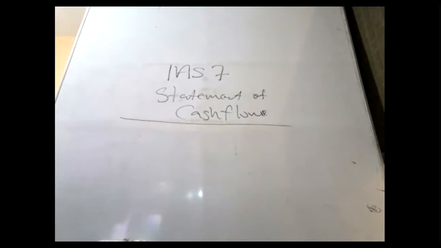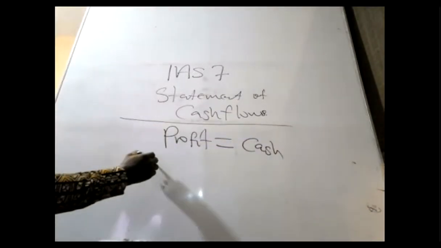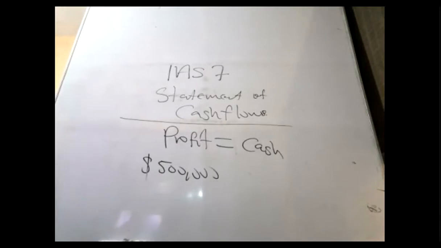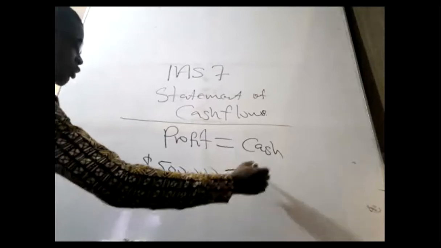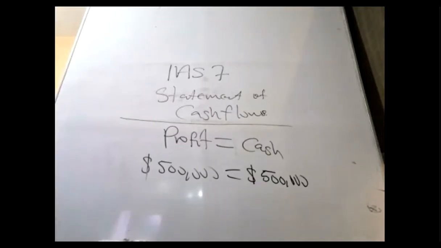Let me ask this question before I start the concept. Tell me, is accounting profit equal to cash? Assuming that the company has reported a profit of 500,000 US dollars for a particular year, does it suggest that the cash balance should also be 500,000 US dollars? Any answer for me? So is profit equal to cash? Okay, I can see a big no. I can also see a big yes. Big no. No, profit is not equal to cash.